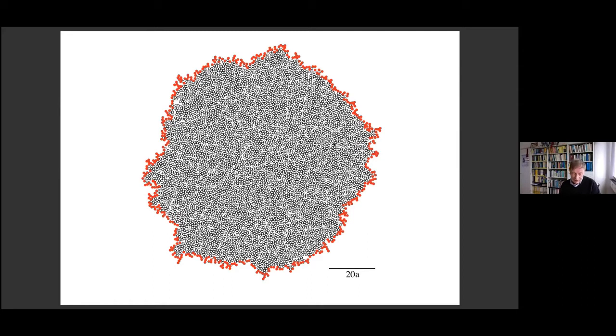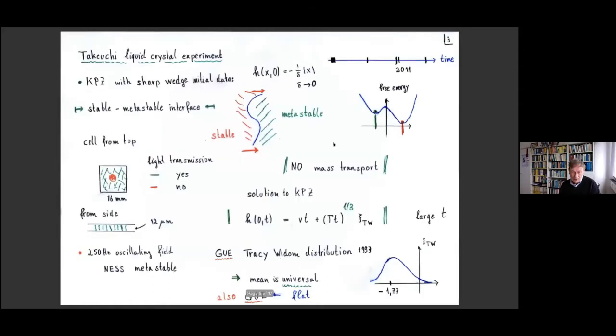And so let me come to the next thing, which was about 20 years later. So now we switch to 2011. And that's, I would say, the first time, the famous Takeuchi liquid crystal experiment, where I think we have a very, very convincing confirmation of the predictions of the KPZ equation. Of course, before you had a lot of comparisons with computer simulations, but there is still a difference between computer simulations and an actual experiment in the lab.